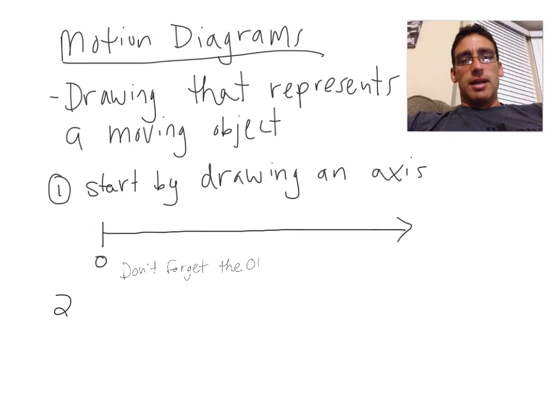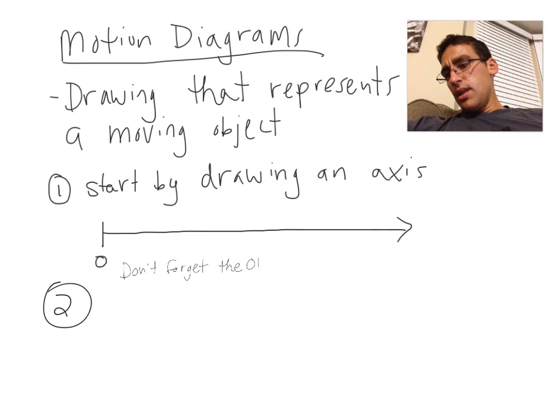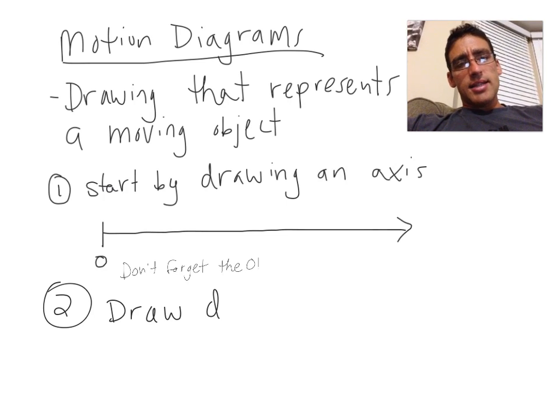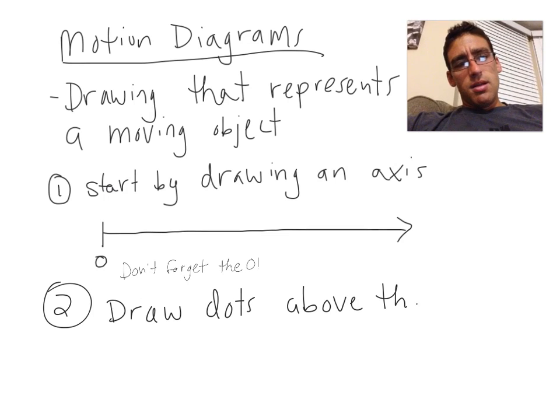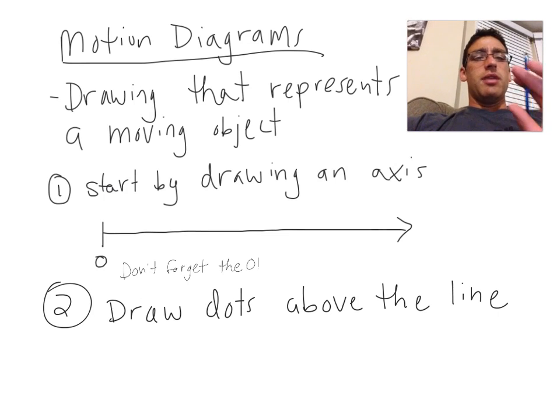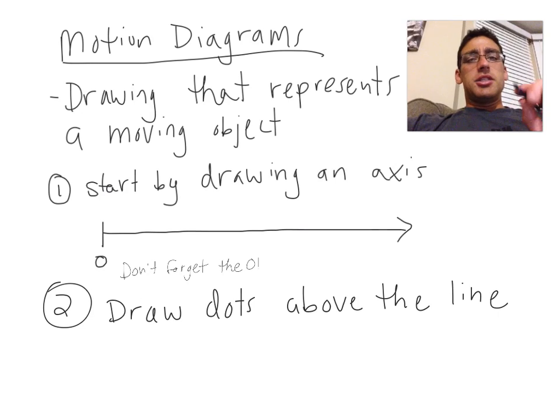Okay, so now step 2 here is going to be draw dots above the line. Okay, now what we need to remember about the dots is that each dot is going to represent the location of your object at a certain point in time. So if we're putting a dot there, that means that your object was at that location at a specific point in time. And then the next dot is where it's at after that certain time interval. And the next dot is after another time interval.